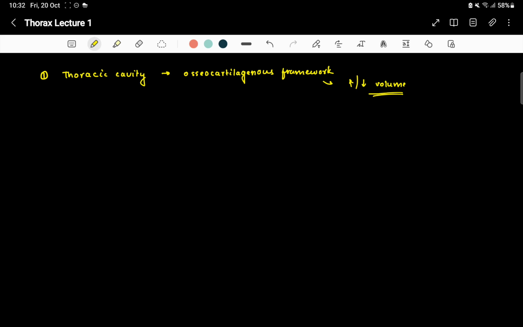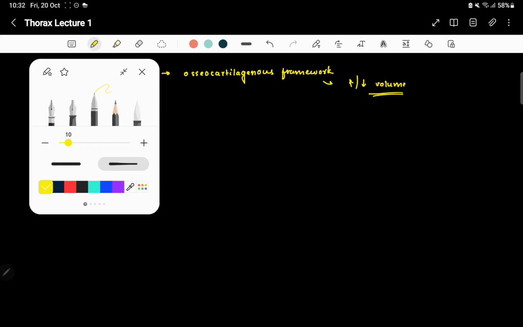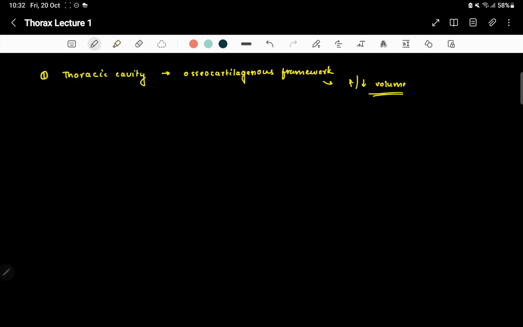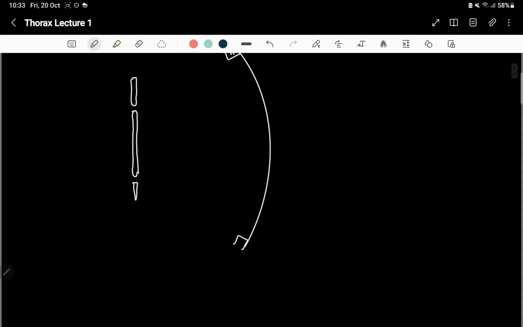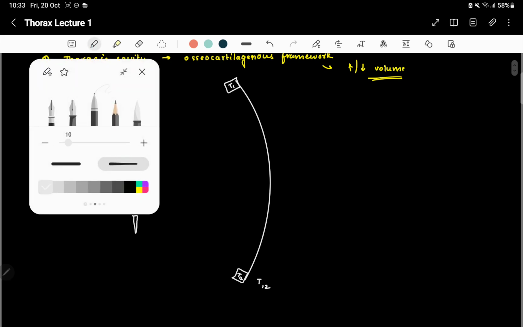Okay, so if I want to draw the thoracic cavity, I can draw it like that. We'll complete it in one diagram. Let me draw. Let's say this is the manubrium of the sternum. This is the body and this is the xiphoid process, and posteriorly, let's say we have the T1 vertebra here and your T12 vertebra here. This is T12. Okay, so the thoracic cavity is like this.